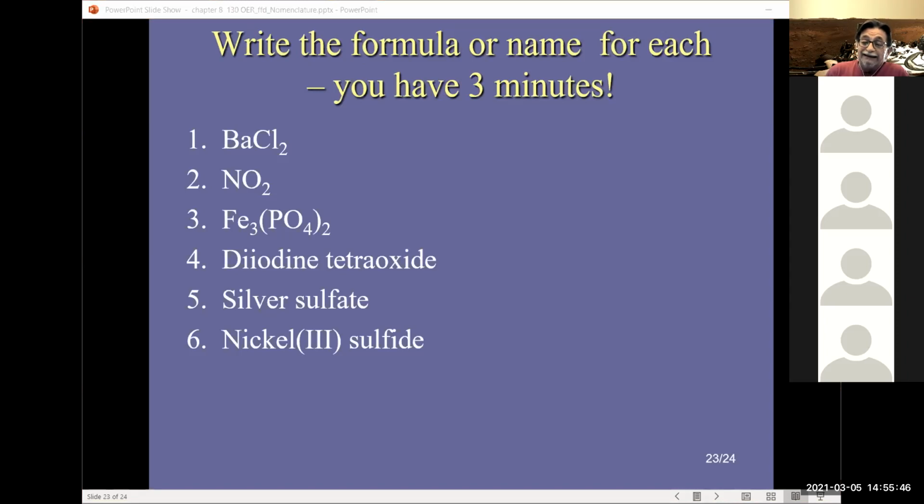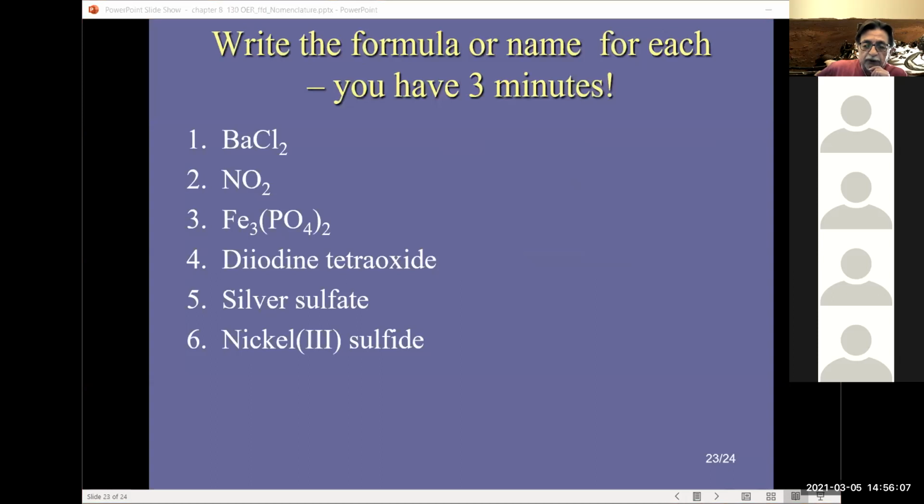Barium dichloride, not quite. Remember, barium, is it ionic or covalent? There you go. Christina, you got it. Remember, the ionic compounds do not use prefixes. This is an ionic compound. Okay, so barium chloride would be correct.